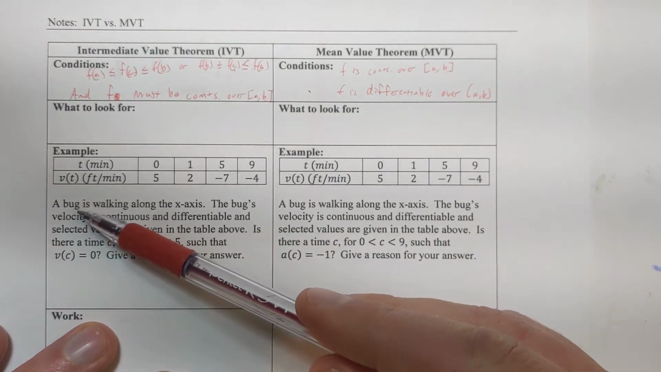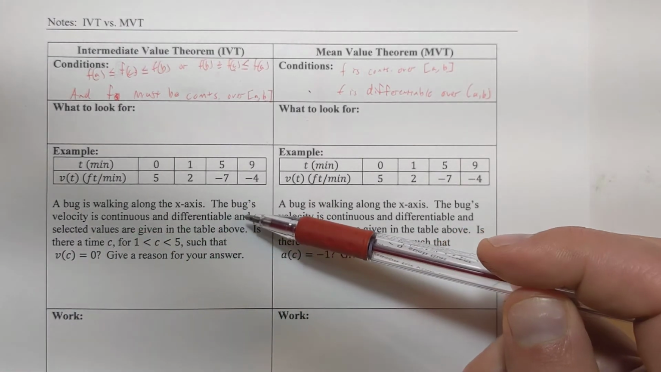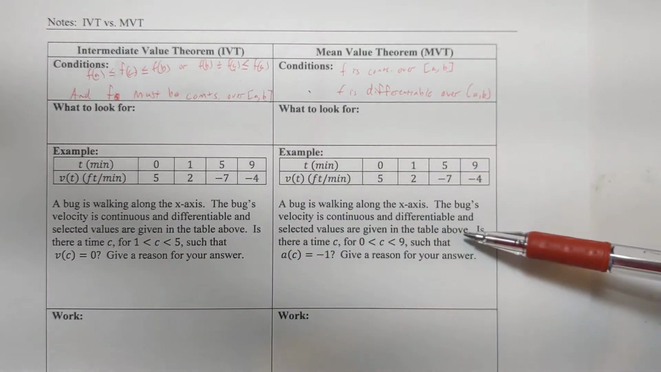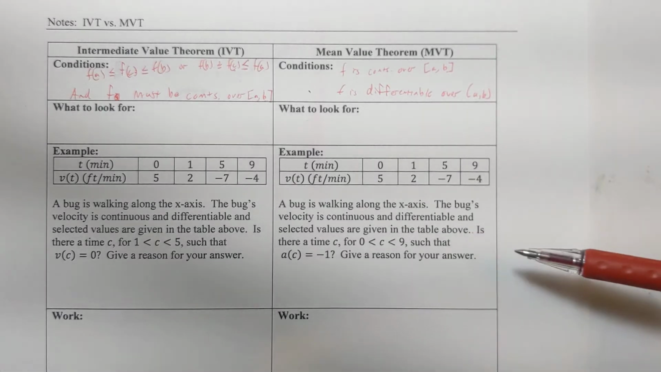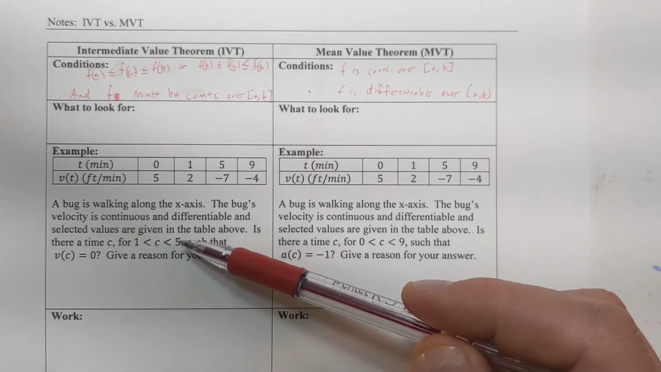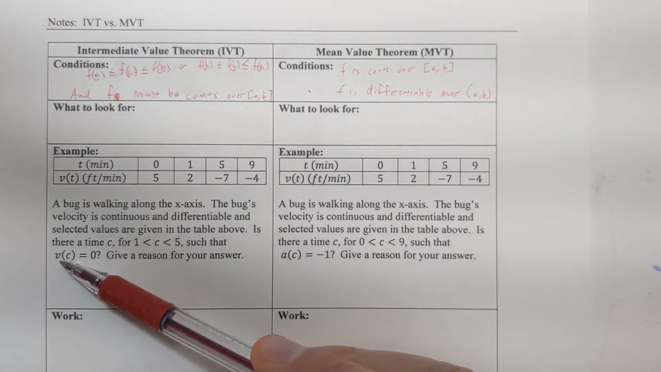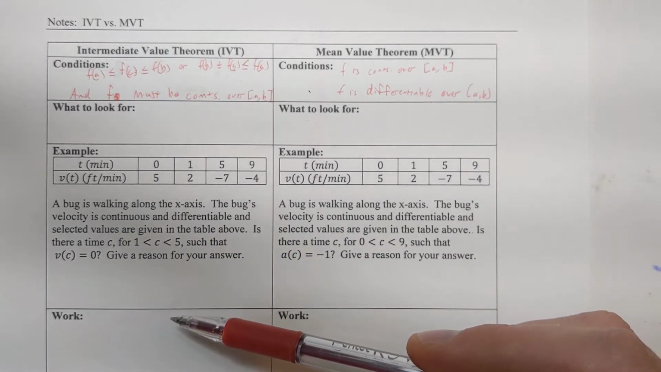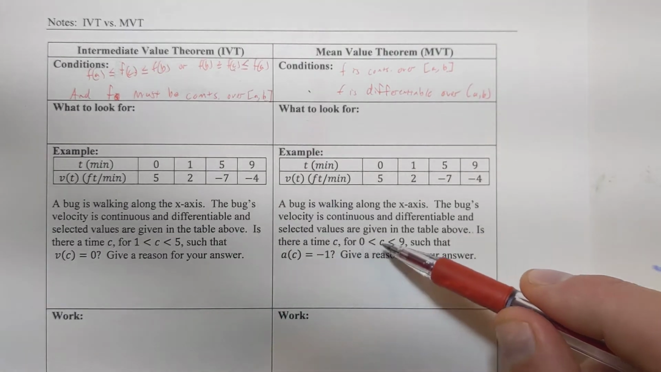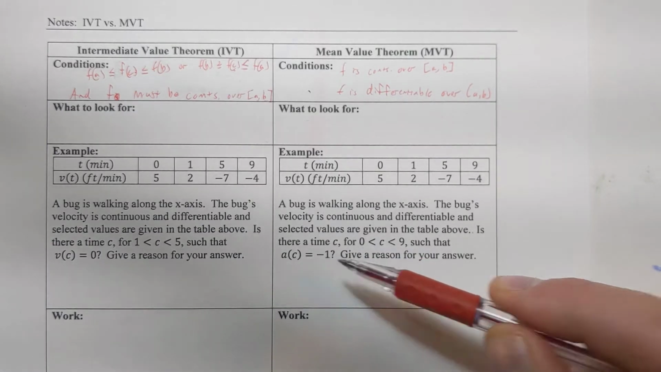This one, a bug is walking along the x-axis, the bug's velocity is continuous and differentiable, and the selected values are given in the table above. This is the same thing. This one though, is there a time c between 1 and 5 such that the velocity v of c is equal to 0? Here it's asking, is there a time between 0 and 9 such that the acceleration is equal to -1?